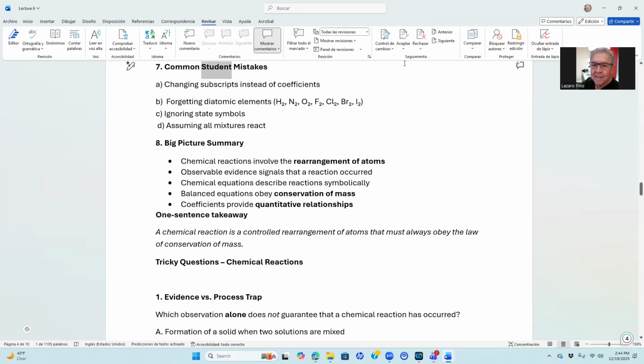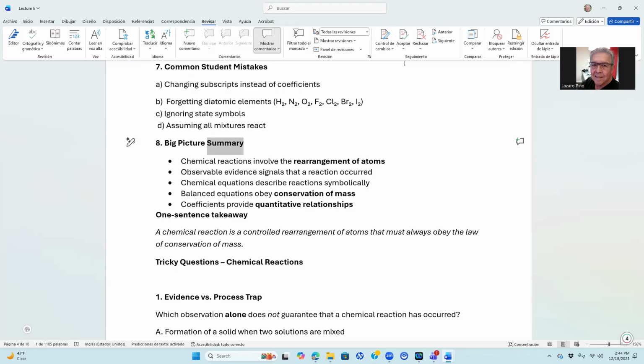7. Common student mistakes. A. Changing subscripts instead of coefficients. B. Forgetting diatomic elements: H2, N2, O2, F2, Cl2, Br2, I2. C. Ignoring state symbols. D. Assuming all mixtures react.